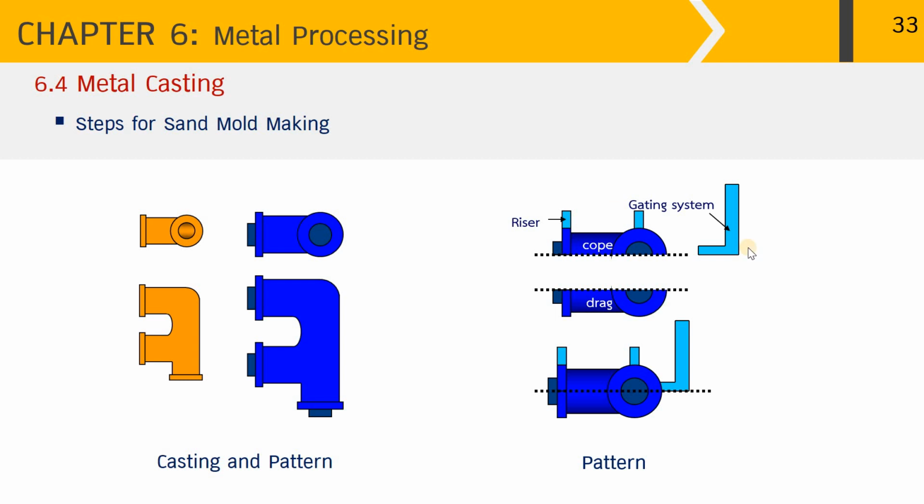After that, we have to consider the gating system, or the path that we will pour the molten metal into the cavity. First, here is the sprue and the runner that attach next to the pattern, and here is also the riser here and there to allow excess molten metal to feed back into the mold cavity upon solidification.